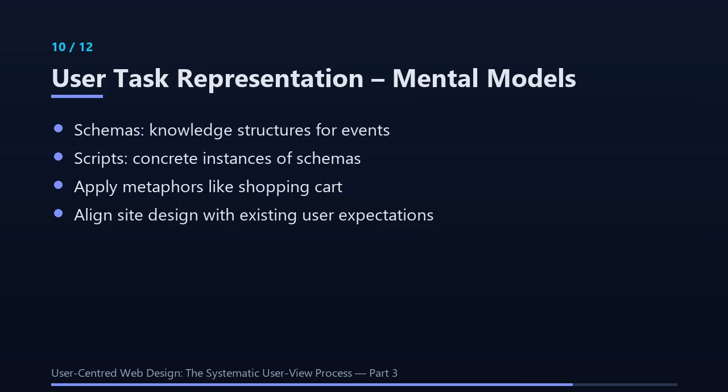A schema is a high-level mental representation of a class of events, such as the concept of grocery shopping. A script is a specific sequence derived from that schema: entering a store, picking items, checking out, and leaving. By recognizing these mental structures, designers can choose metaphors that feel familiar, such as a virtual shopping cart that mirrors a physical one.